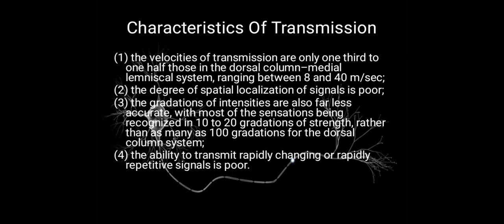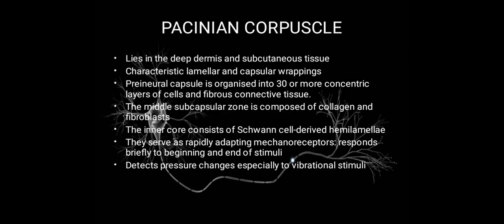Characteristics of transmission. The velocities of transmission are only 1/3 to 1/2 those in the dorsal column medial lemniscal system, ranging between 8 and 40 m per second. The degree of spatial localization of the signal is poor. The gradations of intensities are also far less accurate, with most of the sensations being recognized in 10 to 20 gradations of strength rather than as many as 100 gradations in the dorsal column system. The ability to transmit rapidly changing or rapidly repetitive signals is poor.